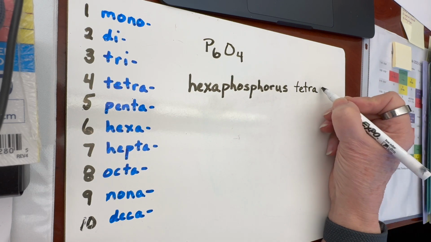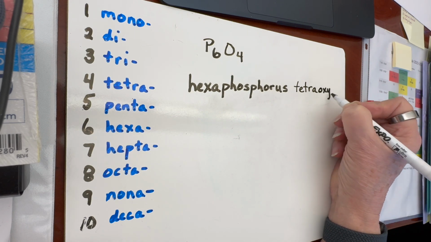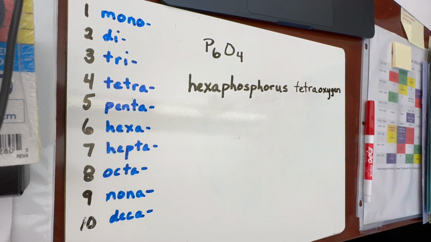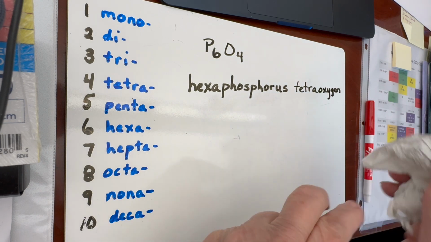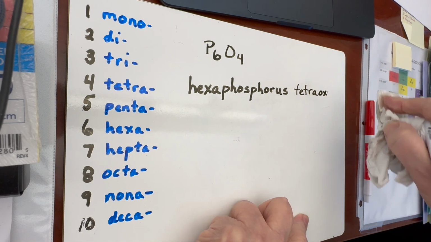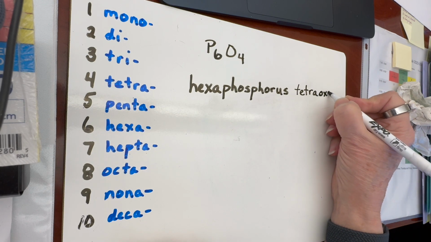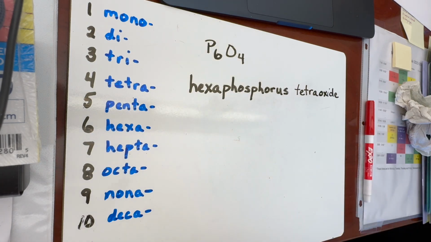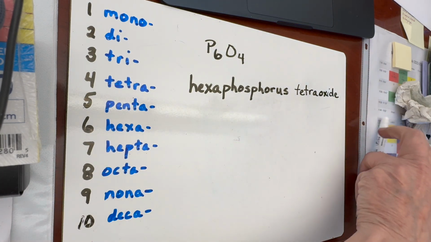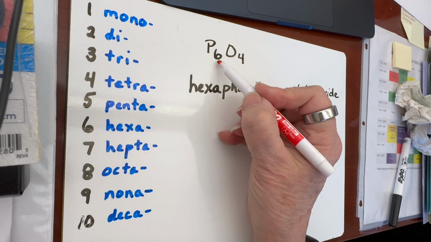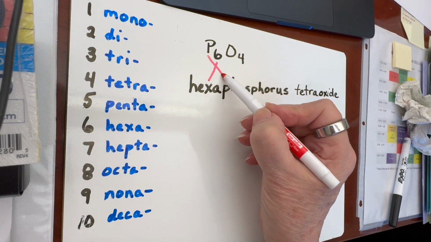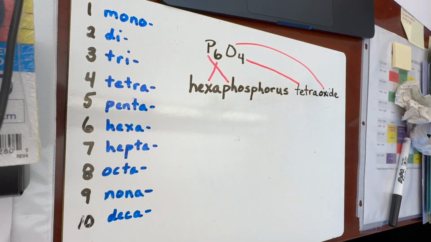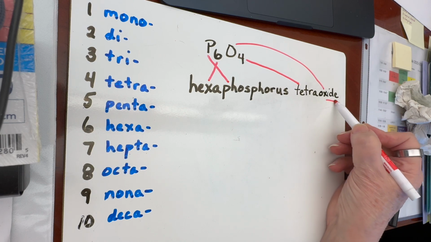And oxygen, remember we change it from oxygen, we take off that ending and change it to IDE. So the way this worked is we had 6 phosphorus, 4 oxygen, and we ended with "ide."